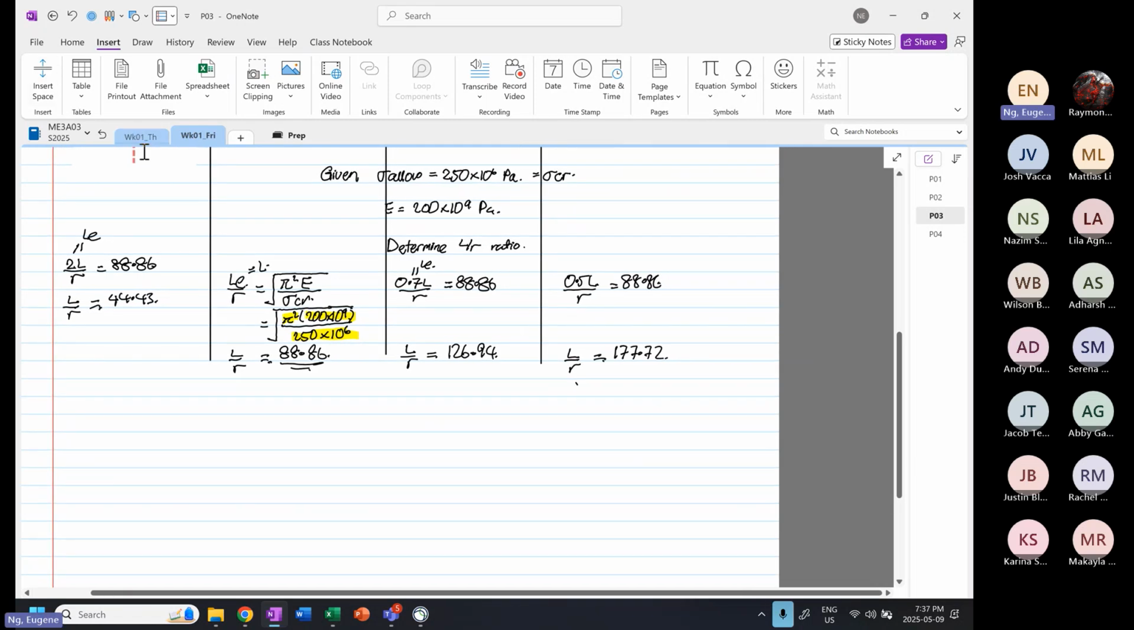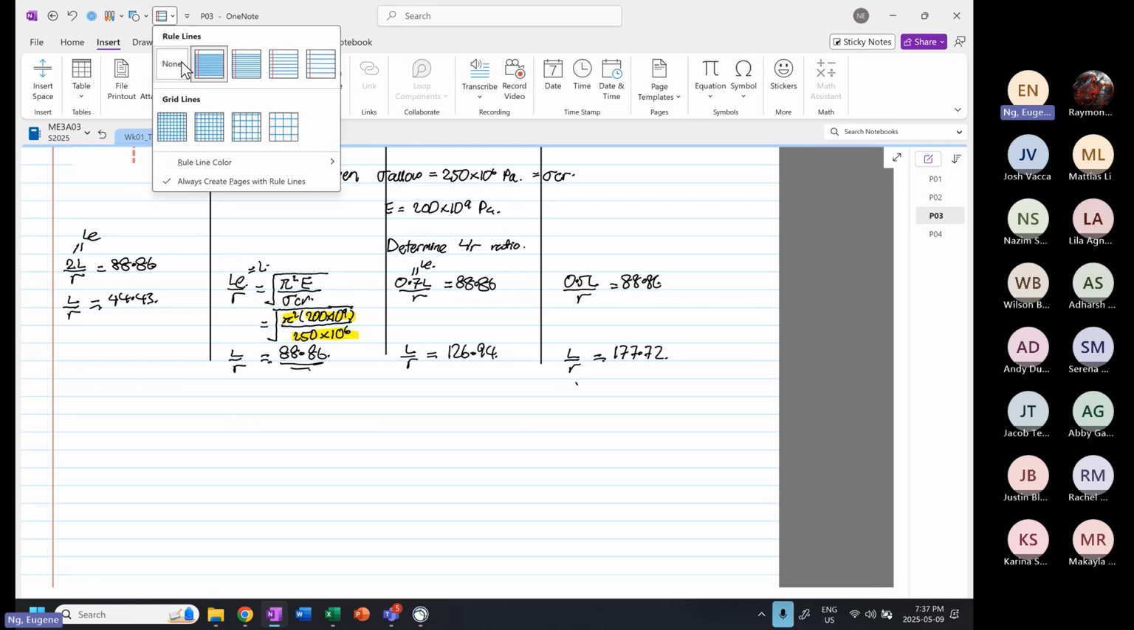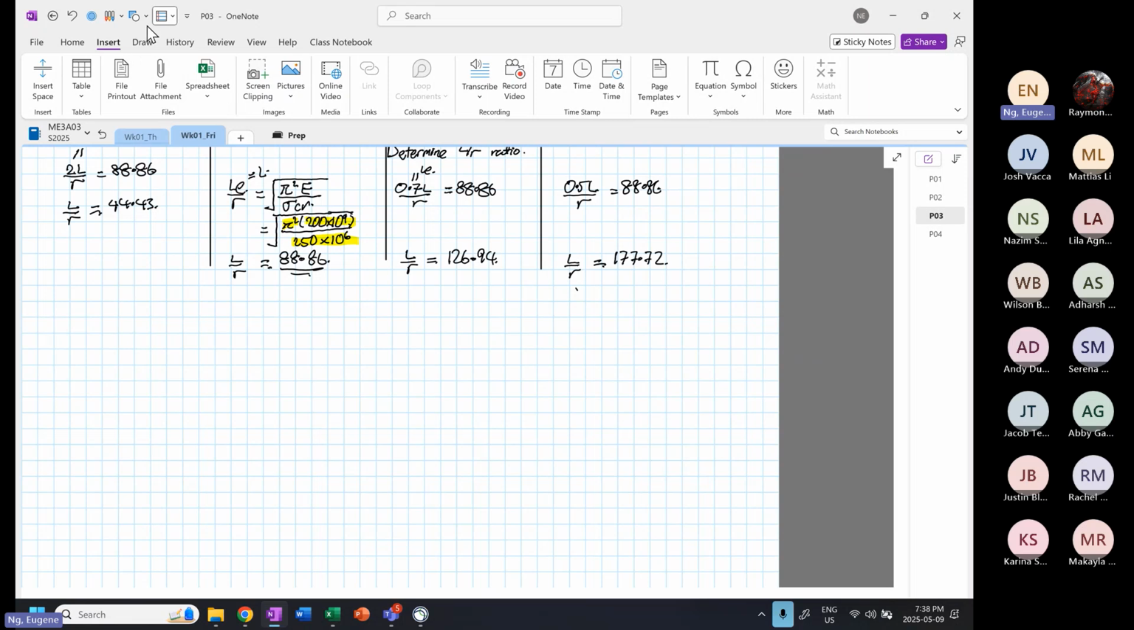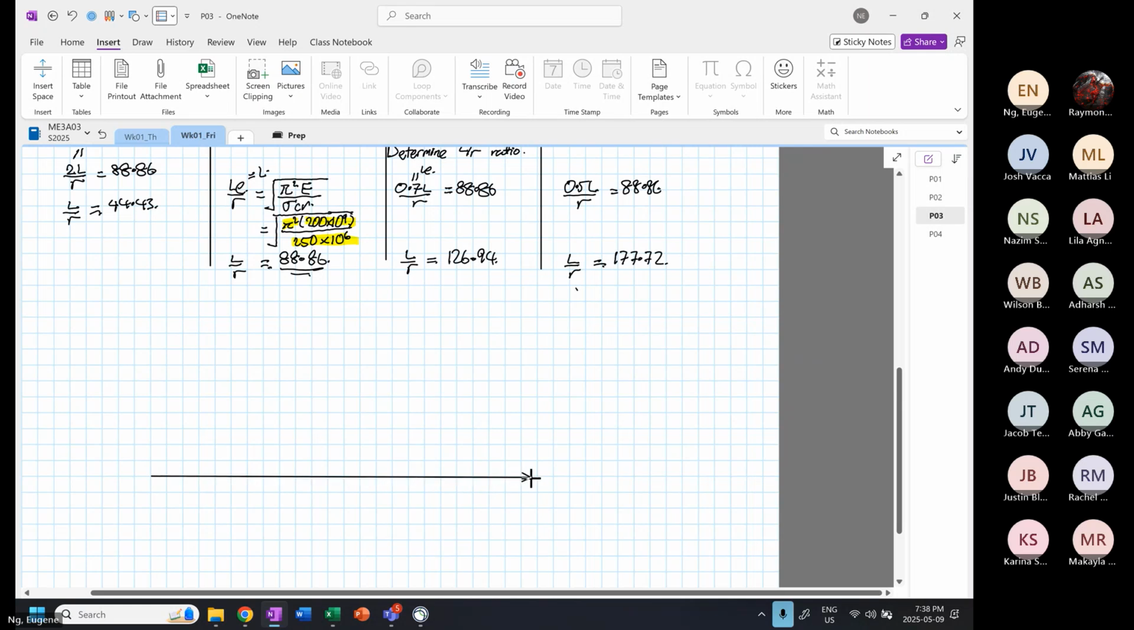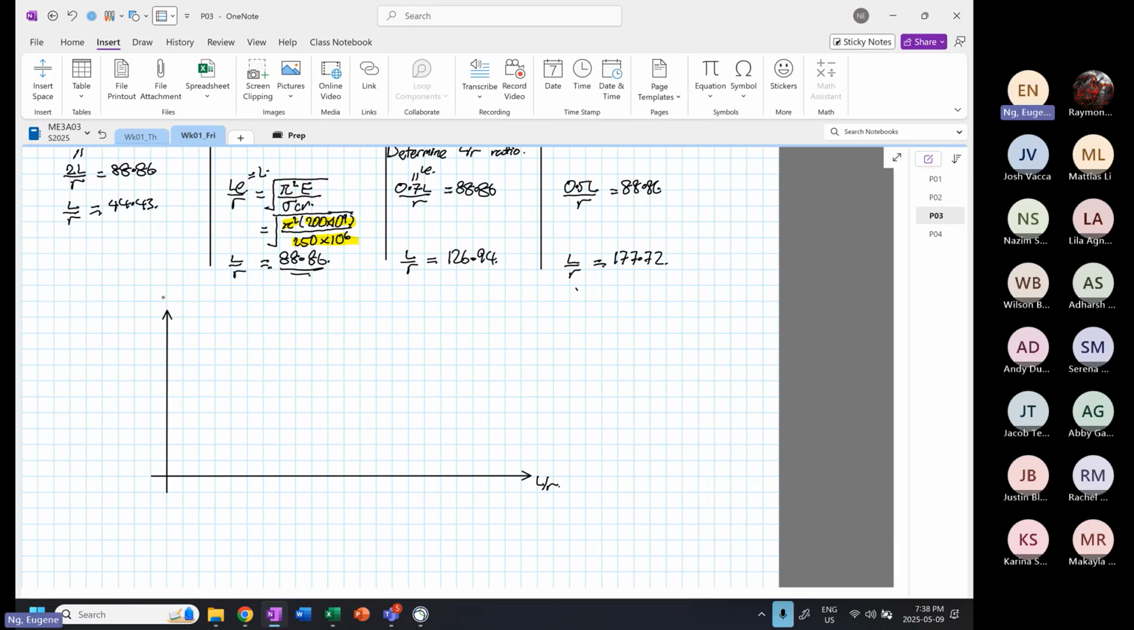So what do these values actually mean? Okay, I'm going to sketch a graph. On our x-axis, this is our L over R, and on our y-axis, this is our critical load. Okay, and then this will be, hopefully it's enough, 20, 40, 60, 80, 100, 120, 140, 160, 180, and 200.